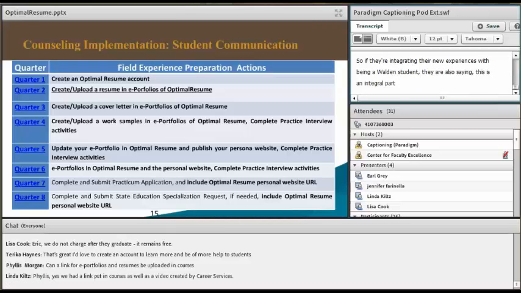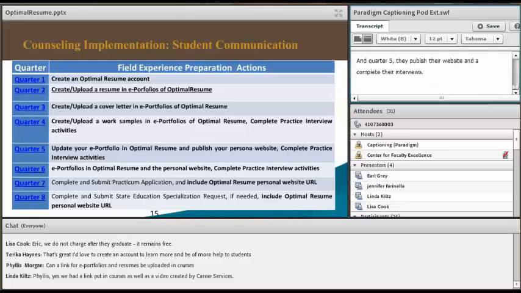Quarter 2, they start building their resume. Quarter 3, they add a cover letter. And quarter 4, they're uploading work samples and completing practice interviews. Quarter 4 is when students are starting to find field experience sites in counseling. So we want to prepare them and provide those tools to help them get ready for that practical experience. In quarter 5, they publish their website and complete their interviews. And then by quarter 6, they're applying for field experience.